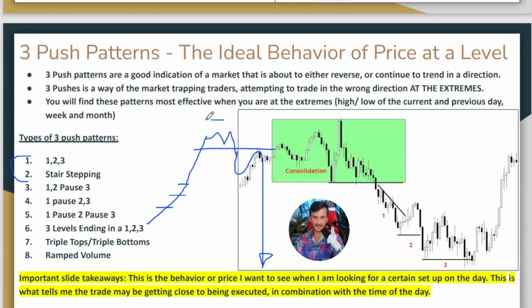Now, of course, all of this is attached to, once I have a setup presenting, I'm looking for these behaviors of price at certain levels: high of day, low of day, high of week, low of week, previous day's high and low, to give me the opportunity. And this is just how I want to see price present at a certain time of day.